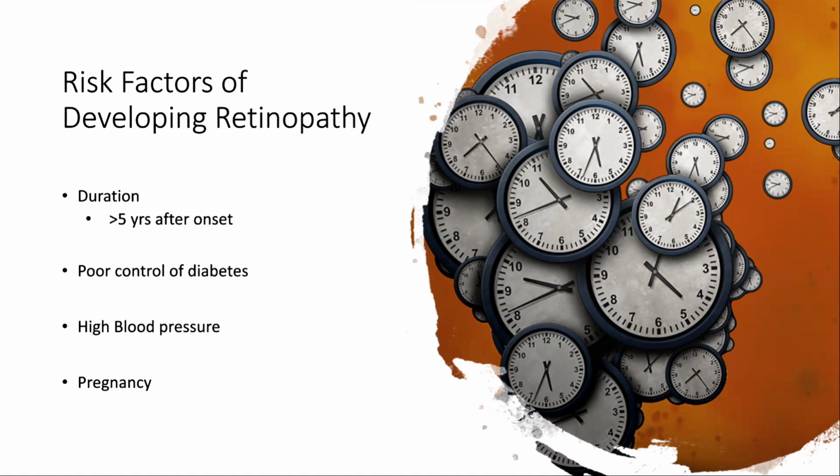Obviously, having poor control of your diabetes can increase the risk of us seeing retinopathy in your eyes. So if the blood sugar is going up and coming way down, or if it's just always up and the patient doesn't really manage it very well, then that can cause retinopathy as well. Comorbidities along with diabetes, such as high blood pressure or anemia, can also cause us to see retinopathy more quickly. And pregnancy can actually cause diabetes and retinopathy changes earlier.